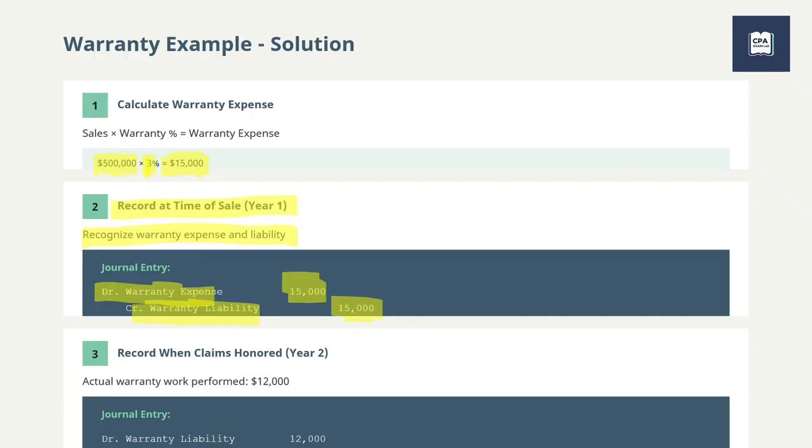What happens when we actually pay for that liability? We make another journal entry. We debit warranty liability and then we credit cash, because we already paid it.